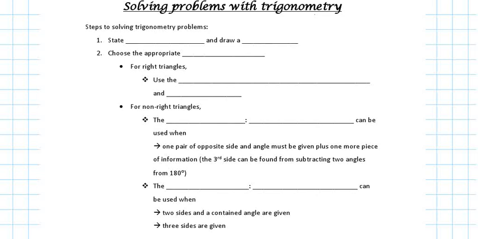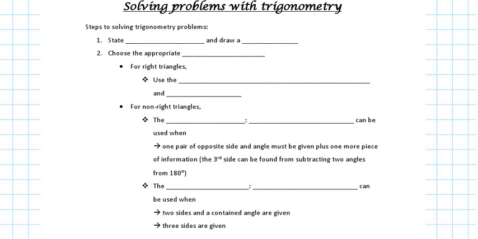Because sometimes you need to solve for the third side, and you need to use the Pythagorean theorem. Do you guys remember what the Pythagorean theorem is? a squared plus b squared equals c squared, right? And c is the hypotenuse, right?